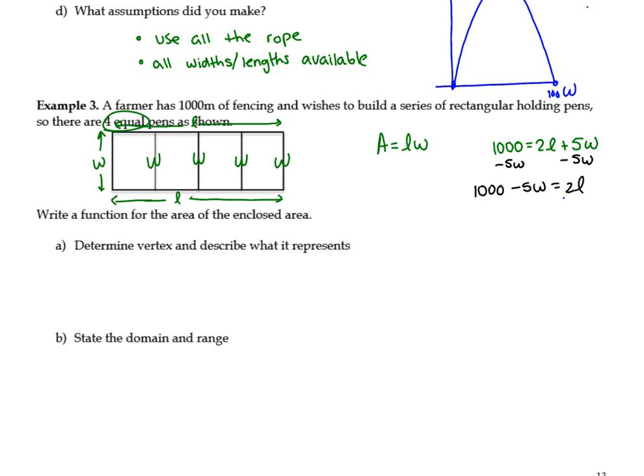And then divide by 2. So instead of dividing this whole thing by 2, I'm just going to divide each of them individually by 2. It makes the equation a lot easier to solve. Okay? A lot easier. Because, can you simplify one of those? Yeah. 1,000 divided by 2, 500, minus 5 over 2W, so we'll leave that as a fraction, equals L.